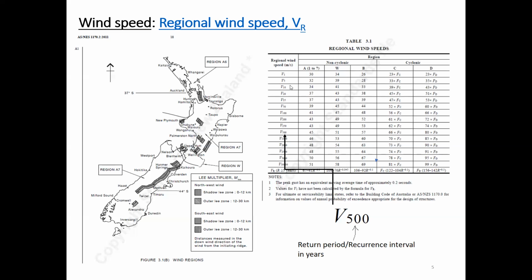And then what you do, once you've got that, is look down here at velocity, you find the regional wind speed, and you find it according to the return period. So if it was a 500-year return period for, say, Auckland, where we're in region A6, well, this is A1 to 7, we can use 45 meters per second. And so again, this depends on your location and your return period.